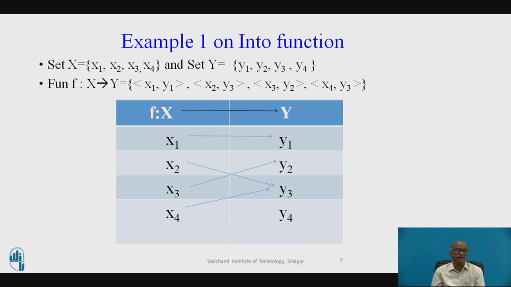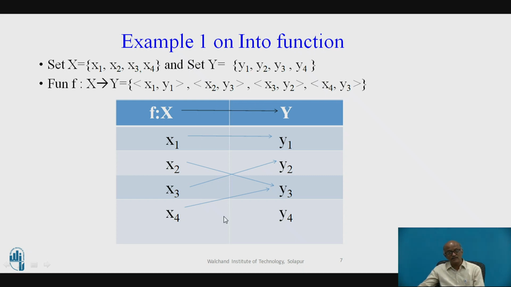Now, consider the example where set x has the elements x1, x2, x3 and x4. 4 elements are there, and in set y, we have y1, y2, y3 and y4. That is 4 elements in set y. And the function, how is it defined? It is given that f is such that there is a mapping from set x to set y. First mapping is x1 to y1, second one is x2 to y3, third one is x3 to y2, and fourth one is x4 to y3.